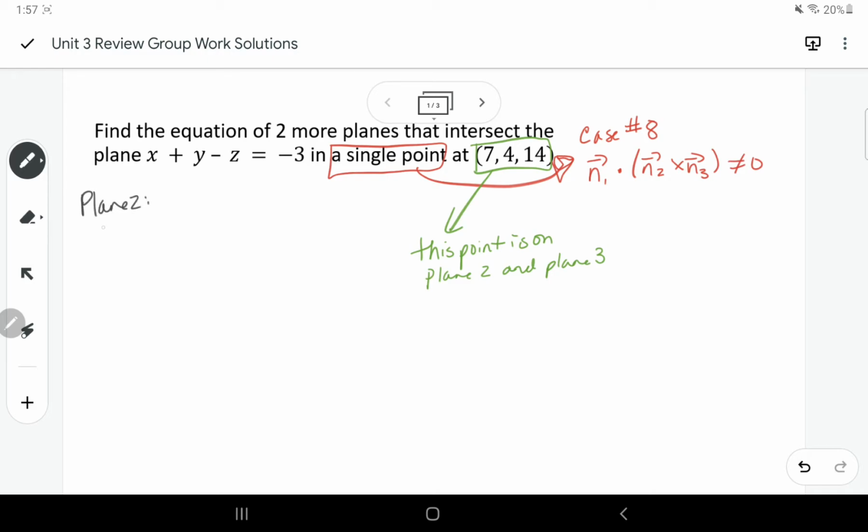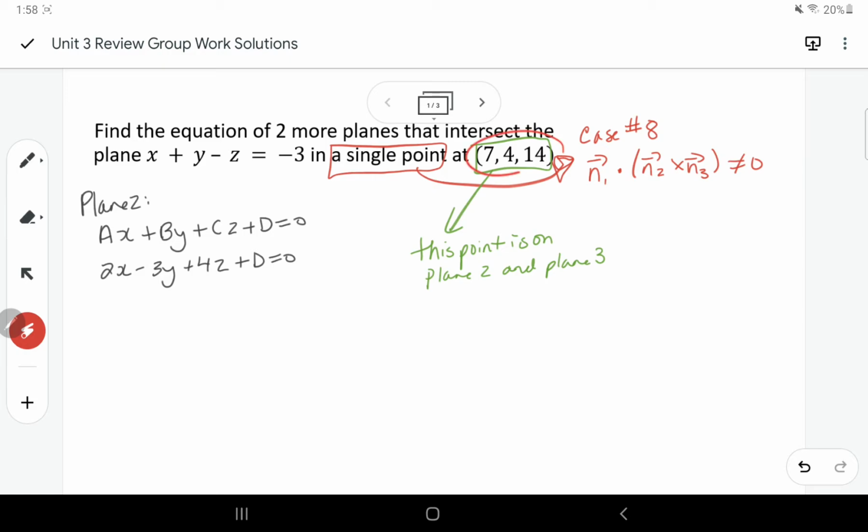Plane 2. I'm going to say that this plane is Ax plus By plus Cz plus D equals 0. My only restriction on A, B, and C is that they can't be scalar multiples here. These planes can't be parallel to the plane I'm already given. So I can pick anything other than a scalar multiple of 1, 1, negative 1. Anything else. So I'm going to pick 2x minus 3y plus 4z plus d equals 0.